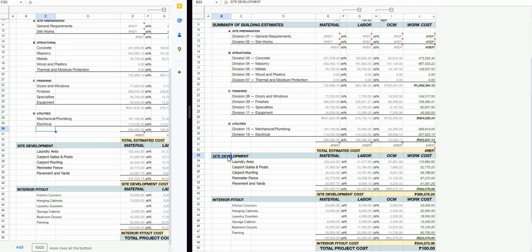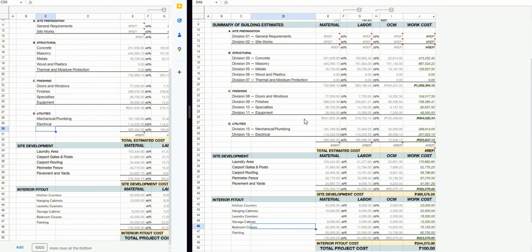Then I separated site development because this does not equate to the gross floor area of the building. So it's a lot easier to manage because oftentimes they upgrade outside the building and it affects the percentages of the building itself. And then I have some interior fit outs or development because sometimes we put our kitchen here as basic plywood and then suddenly they upgrade to modular cabinets and it's so hard to look for it.